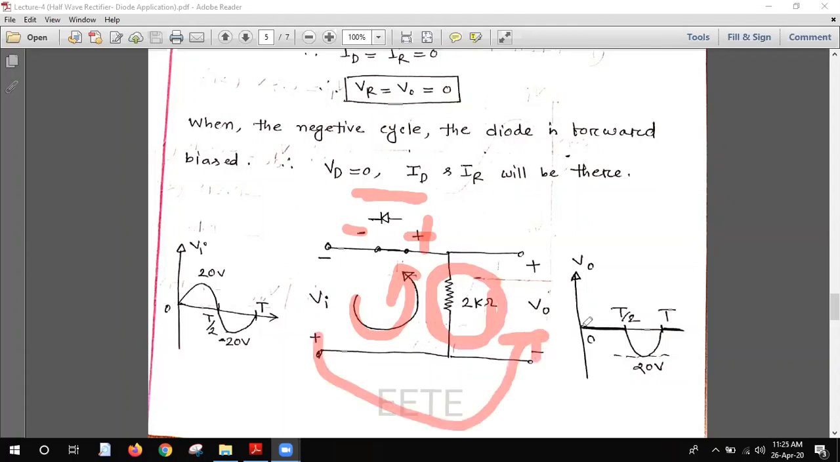That's why you can see this is the output diagram. In the positive cycle, there is no voltage as it is reverse biased. But in the negative side, the whole voltage is across the output. You see the shaded area? This whole negative cycle is transferred to the output here. That is 20 volts. So that was the sketch of the output.